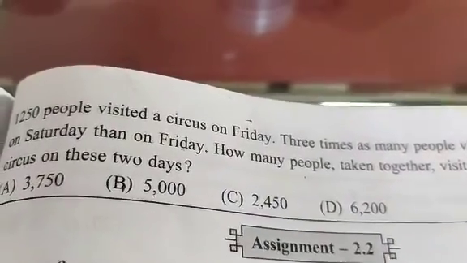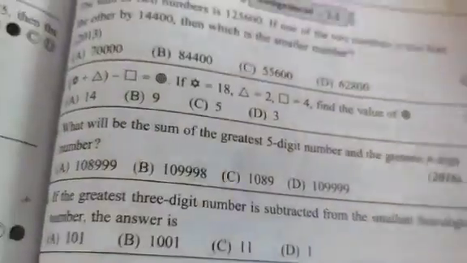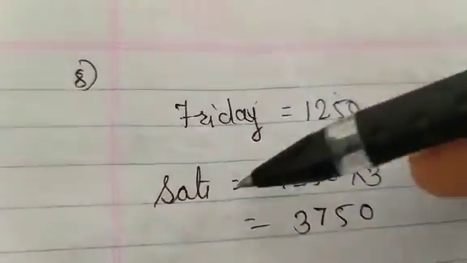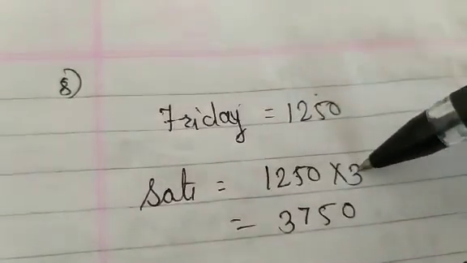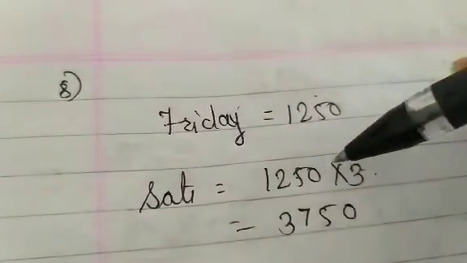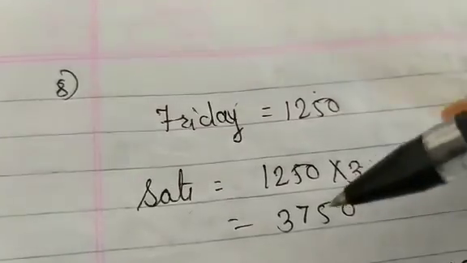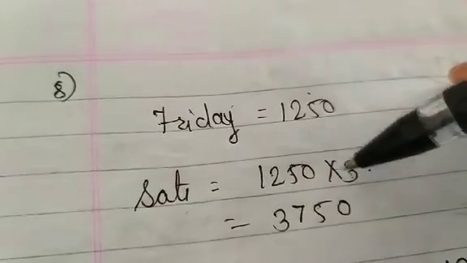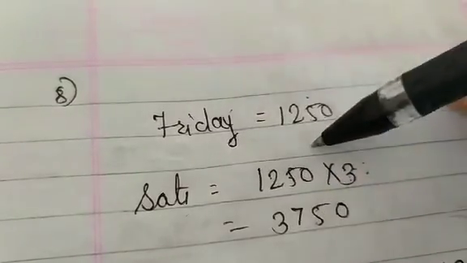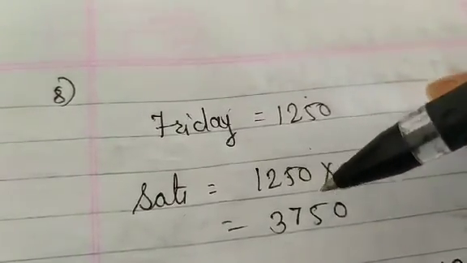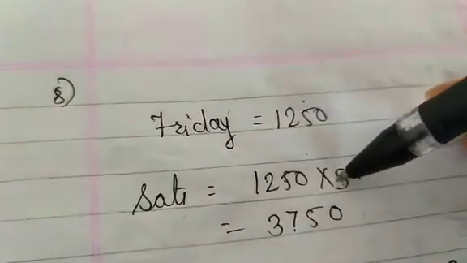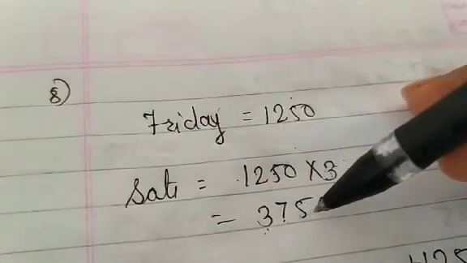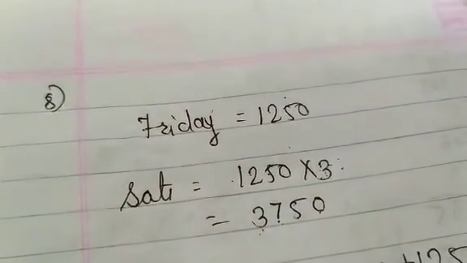So how to do it? See, Friday this many people. Saturday this many people into 3. Why 3? Because on Saturday 3 times more people visited the circus. So multiply. 3 zeros are 0. 3 5s are 15, 5 is here, 1 is carry. 3 twos are 6, and 6 plus 1, 7. Now 3 ones are 3. So what is the answer? 3,750.